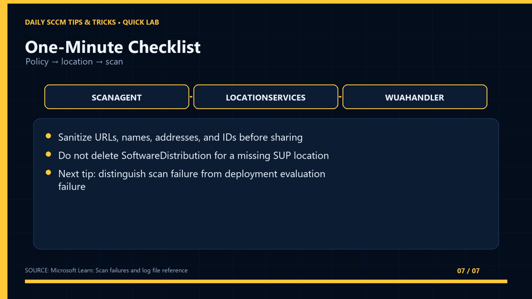Remove real domains, URLs, host names, addresses, site codes, identifiers, accounts, and credentials. Never delete software distribution to solve a missing software update point location; that does not repair policy or boundary design. Next tip will show how to distinguish a successful scan from a deployment evaluation that still does not offer the update in Software Center.